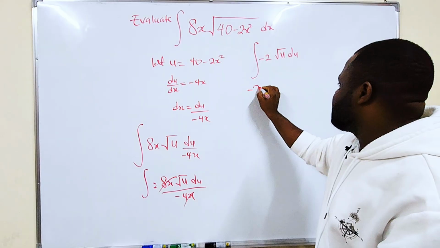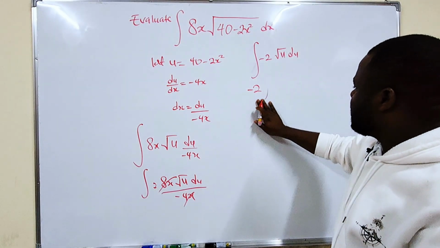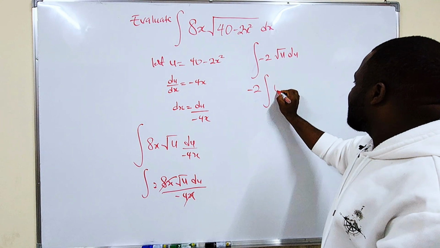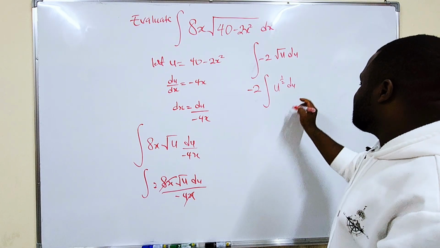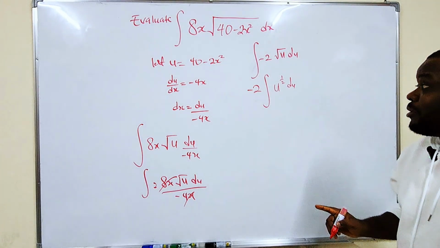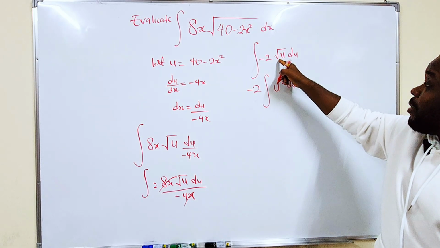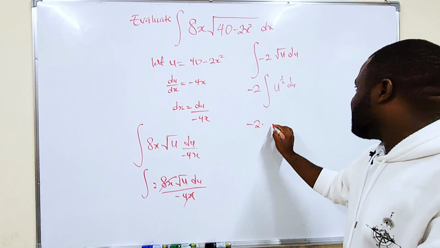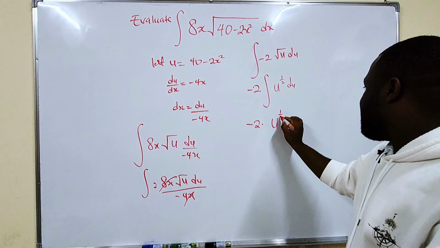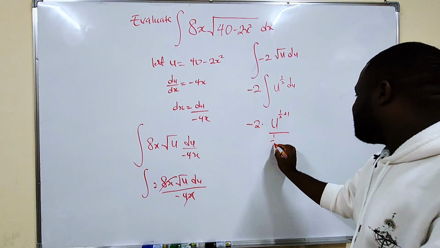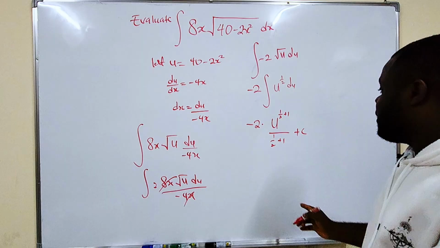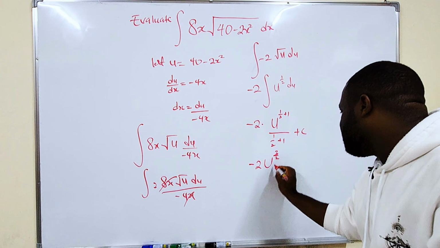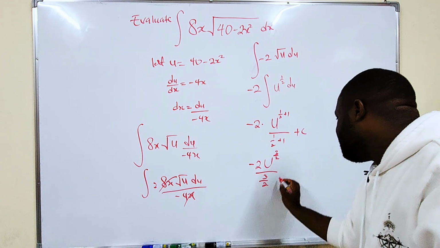So this is negative 2 times the integral of u to the power 1 over 2 du. With this, we can now apply our power rule. You can see that the square root is the same thing as the power 1 over 2. So we now have negative 2 multiplied by u to the power 1 over 2 plus 1, over 1 over 2 plus 1, then plus c. So we have negative 2 multiplied by u to the 3 over 2, over 3 over 2, plus c.